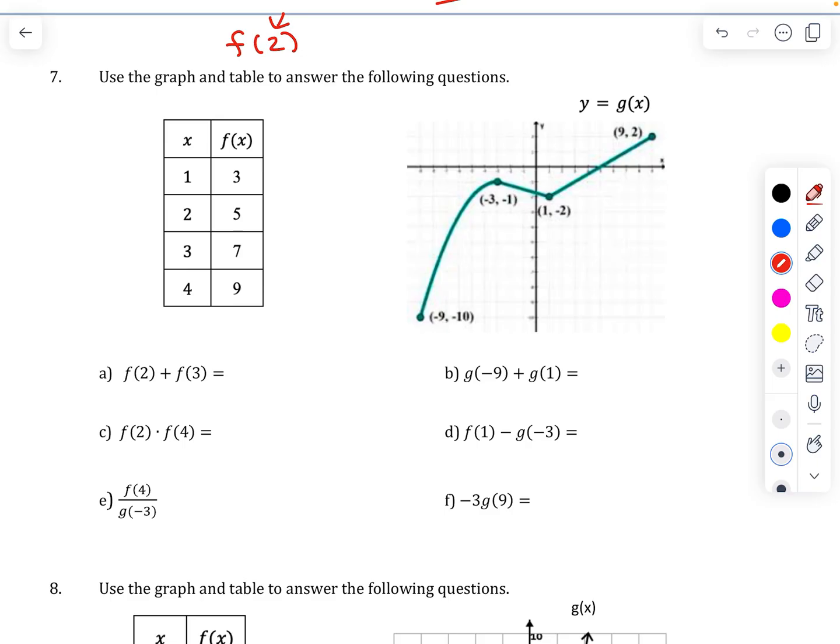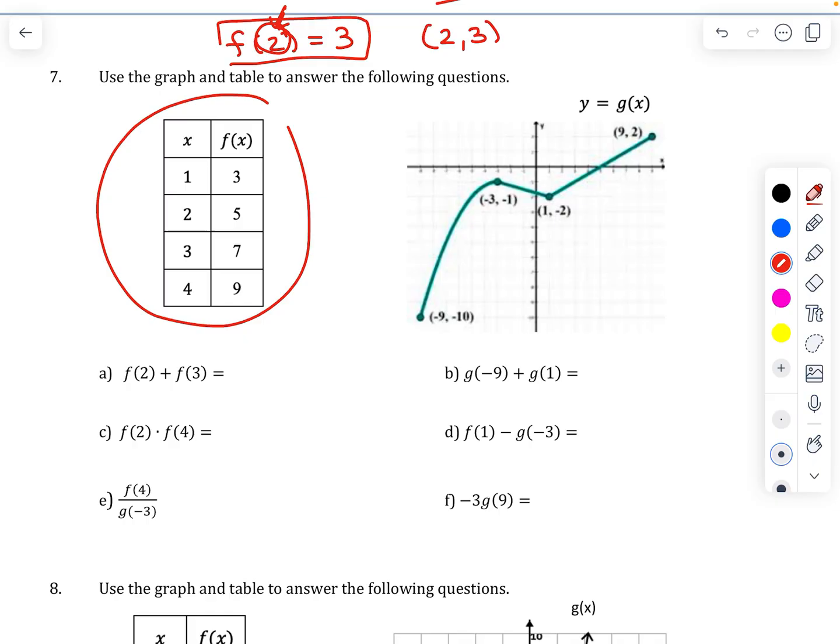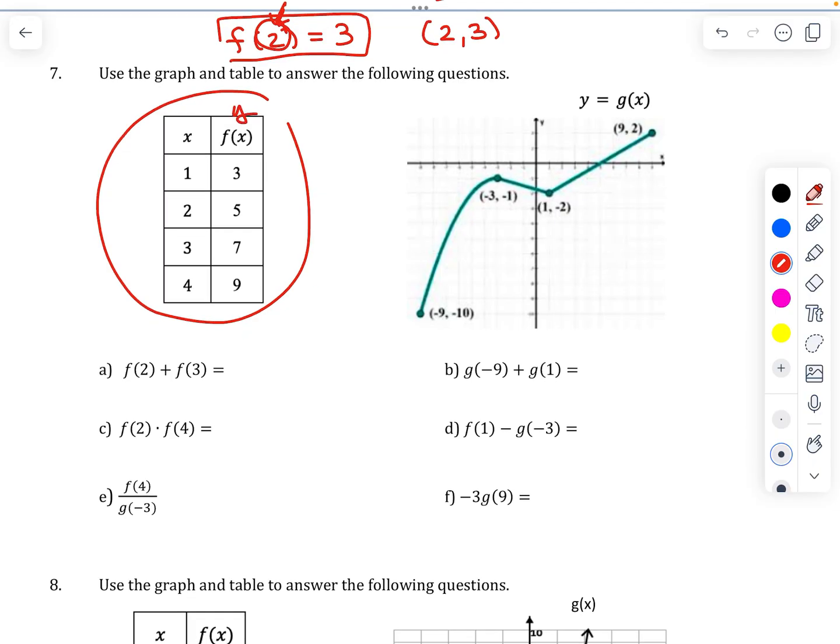So if I tell you that f of 2 equals 3, this is your x, the 2, and the number that comes out is your y. So really, this is just another way to write an ordered pair, (2, 3). It's just a different way to write this. So when you see something like this, you have all your x's. Think of this just like your y.